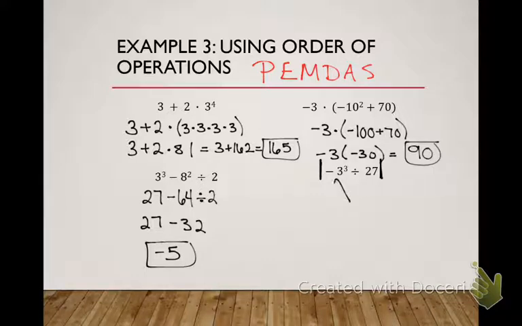Okay, let me ask you this. Am I putting -3 in parentheses? No, because there's no parentheses. That's like saying, okay, just do 3 to the third and then bring down your negative. Okay? So what's 3 to the third power? 27. 27, and then I make it negative.